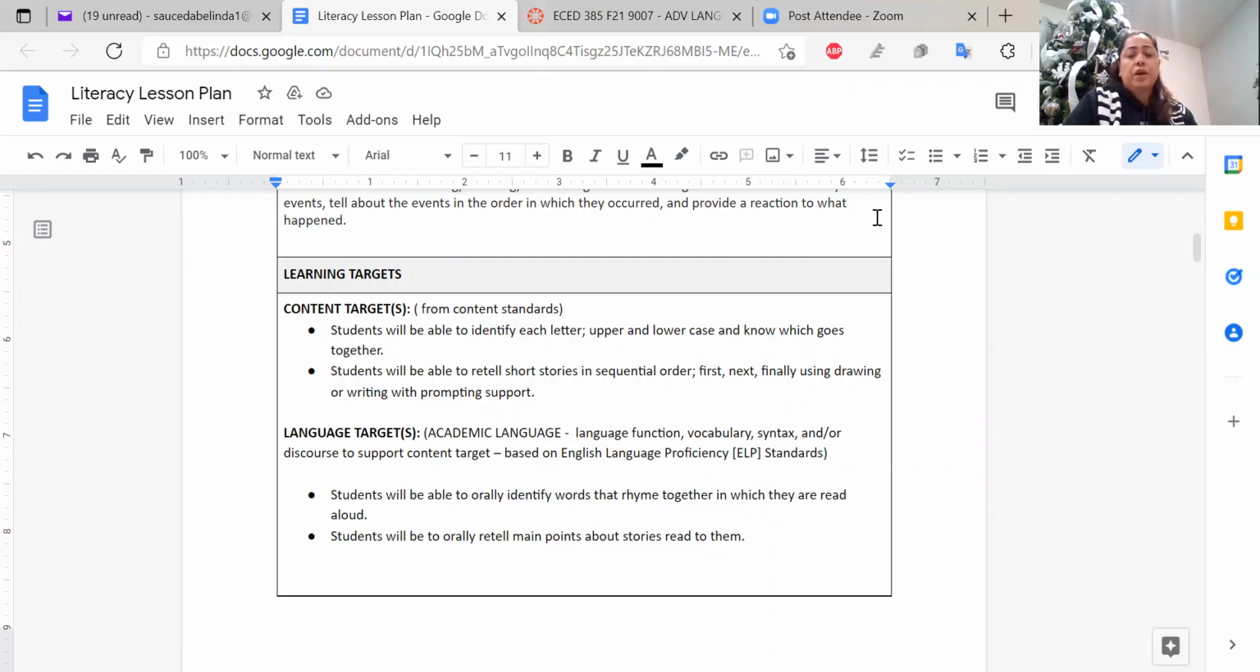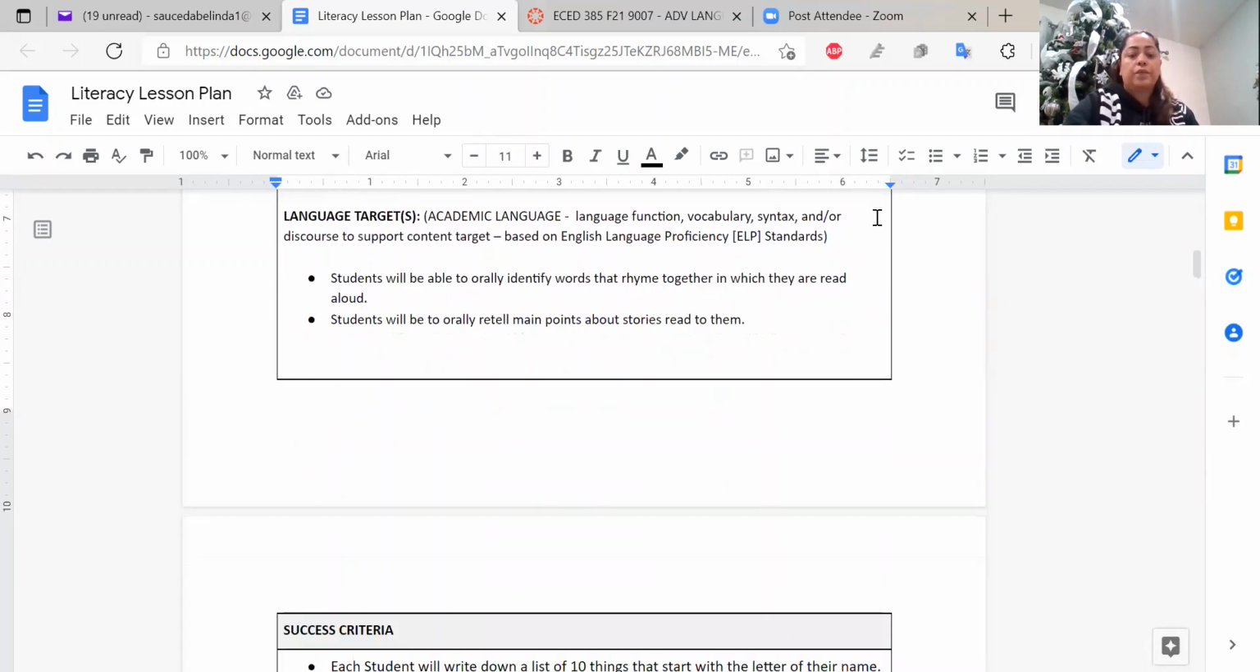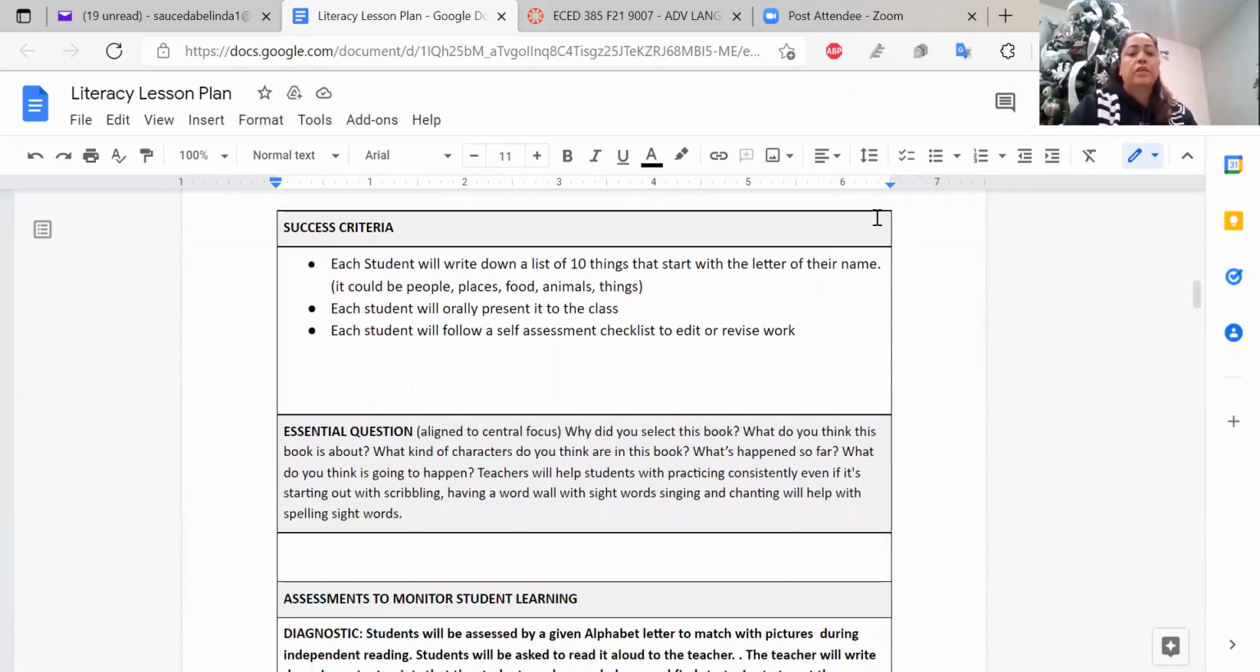The student will be able to orally identify words that rhyme together when they are read aloud. The student will be able to orally retell main points about the story read to them. Success criteria: each student will write down a list of 10 things that start with the letter of their name. It could be a person, place, food, animal, or thing.